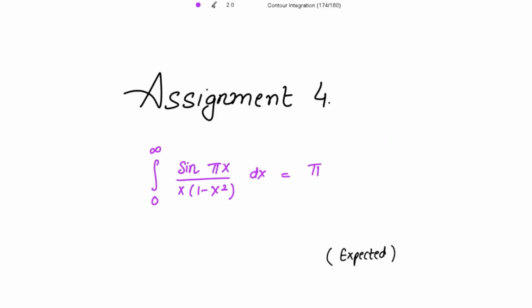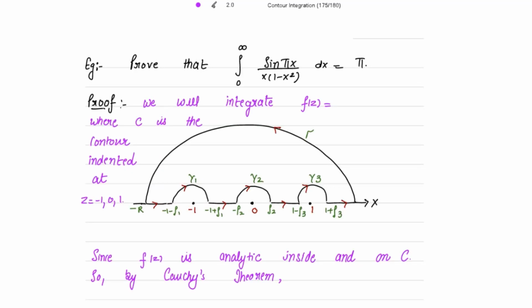Good morning. Assignment 4. Integration from 0 to infinity of sine of pi x over x into 1 minus x squared dx is equal to pi. This is a very important example and an expected one. So we have to prove this integration is equal to pi.